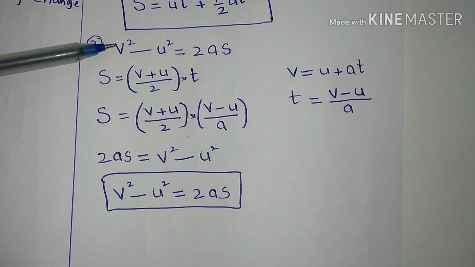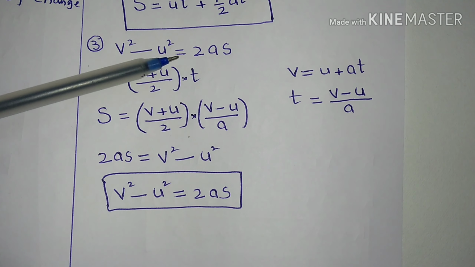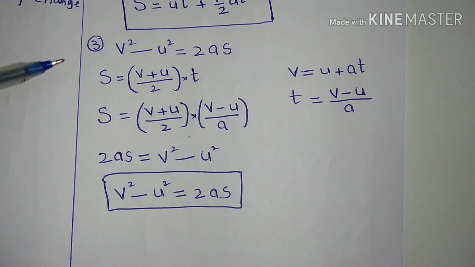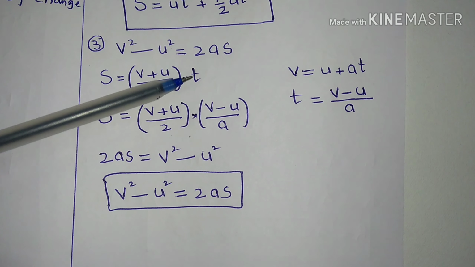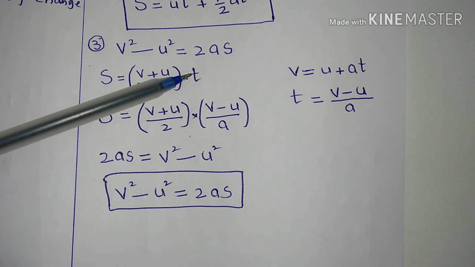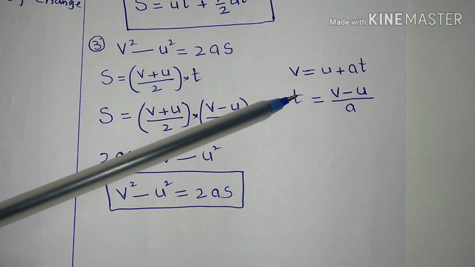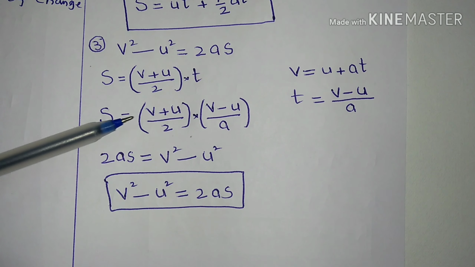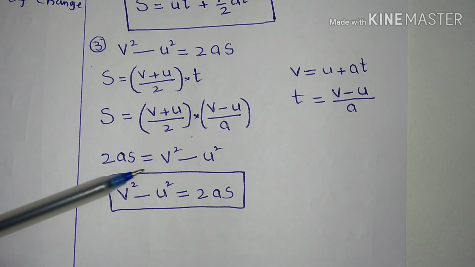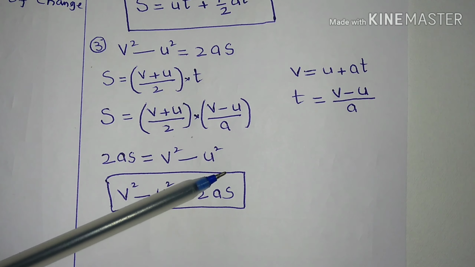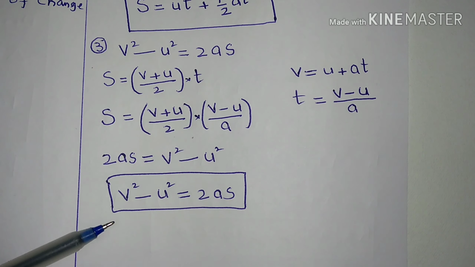This is the third one. V square minus u square is equal to 2as. V is final velocity, u is initial velocity, a is the acceleration, s is the displacement. We can derive this by using the same formula. Displacement is equal to average velocity into time t. But at time t we can write like this. V equal to u plus at, first kinematic equation, no? So you can write t is equal to (v minus u) by a. I am substituting (v plus u) divided by 2 into (v minus u) divided by a. So from this you will get 2as is equal to v square minus u square. So v square minus u square is equal to 2as. This is the third kinematic equation. I hope you understand well.